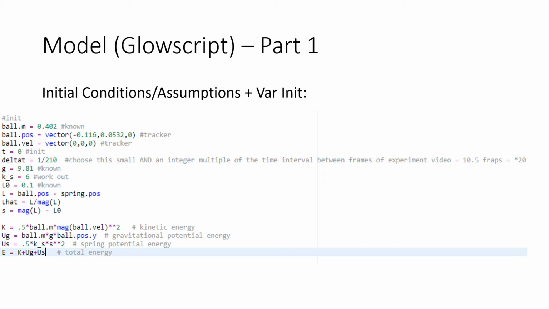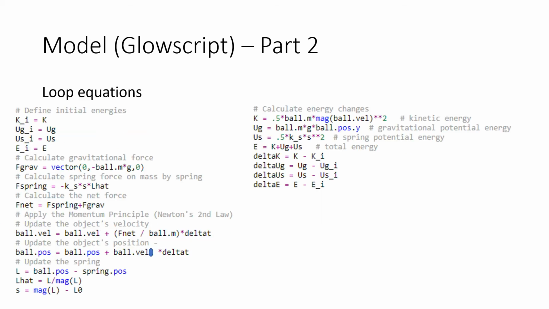Now, the second and more interesting part of this Glowscript code is our equations that we're enacting every time we run the loop. However, I've already stated these equations at the start of the video. These are the equations for the force of gravity, the equations for the force of the spring, Newton's second law, and then of course our energy calculations. And it should come as no surprise that delta K is K minus K initial.